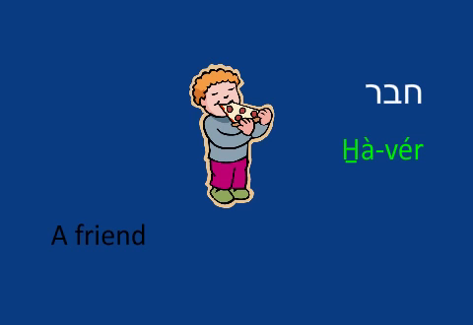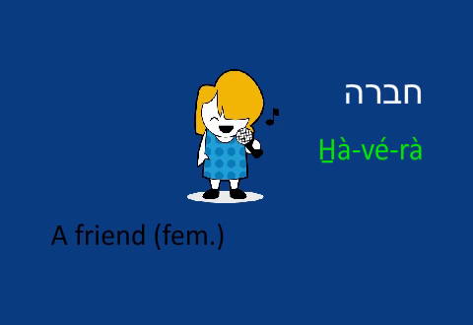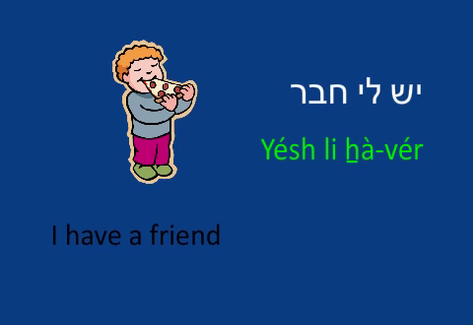Okay, let's move on. Now let's learn how to say a friend. In Hebrew, it's different depending on the gender. Chaver is a male friend, and chavera is a female friend. Repeat after Noah. Chaver. And the feminine version? Chavera. Wonderful.